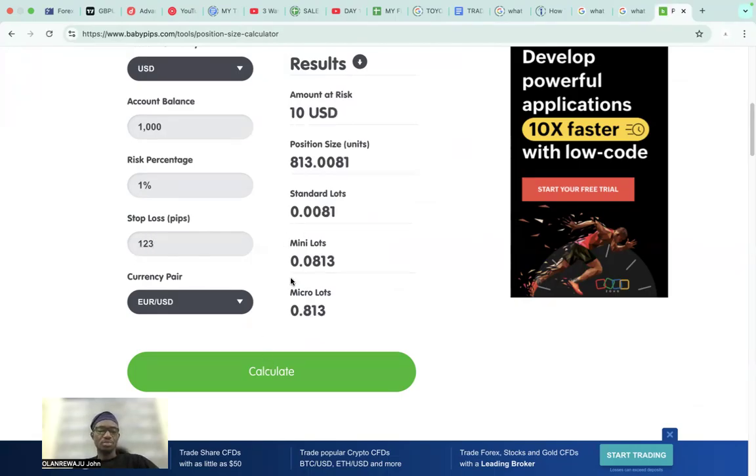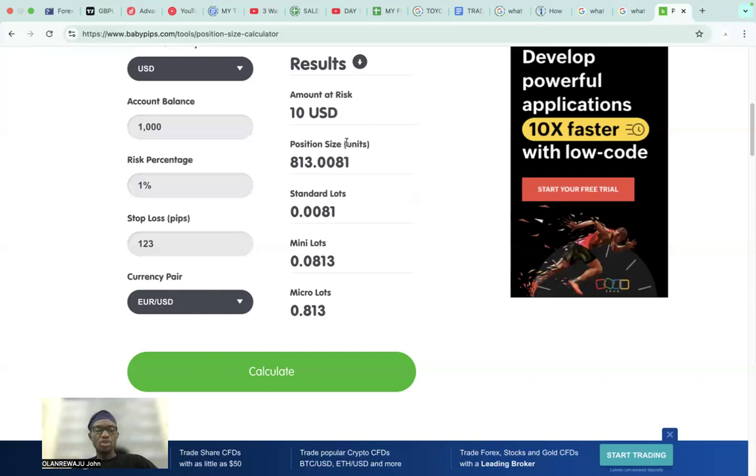So there's an answer. Can you see? It calculated it automatically for me. The amount I'm risking is $10, and the lot size I'm supposed to use for that trade is 0.008. So this thing just makes it beautiful. For that stop loss, once the market goes against me and hits that stop loss, I would lose just $10.